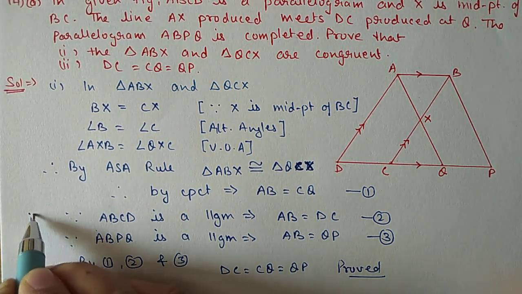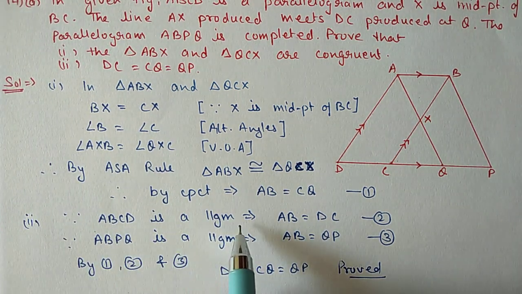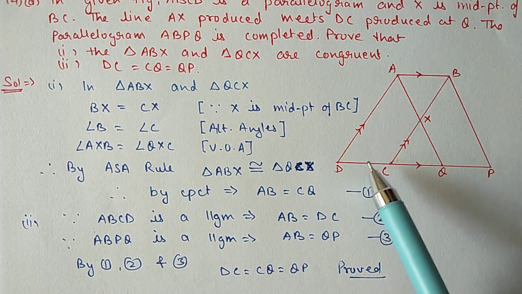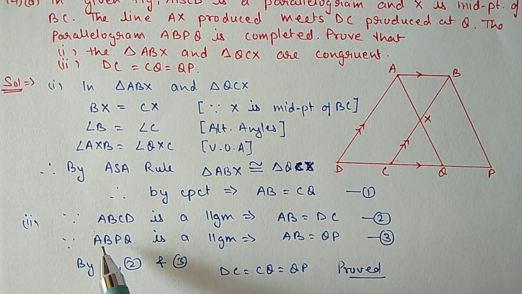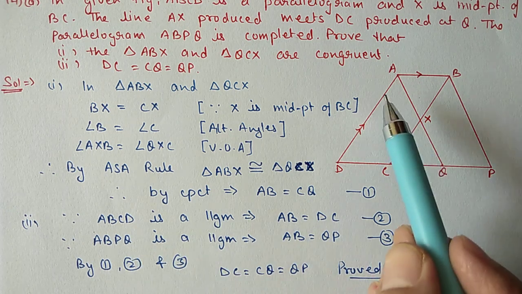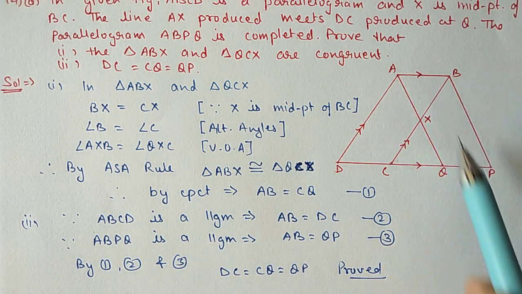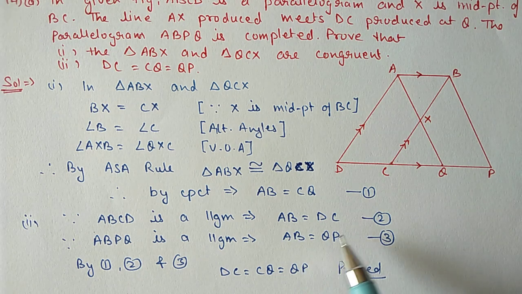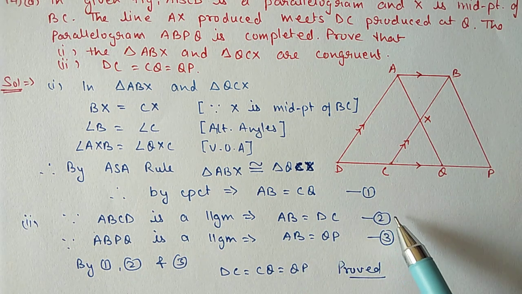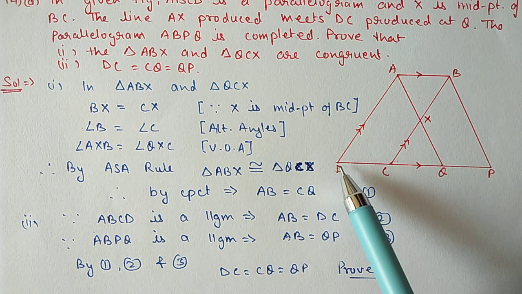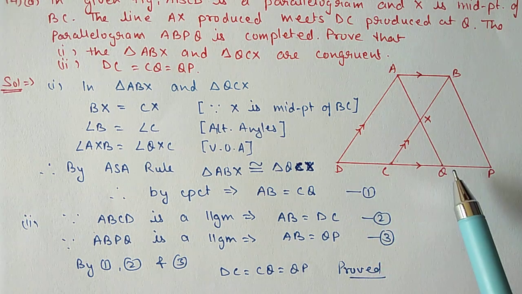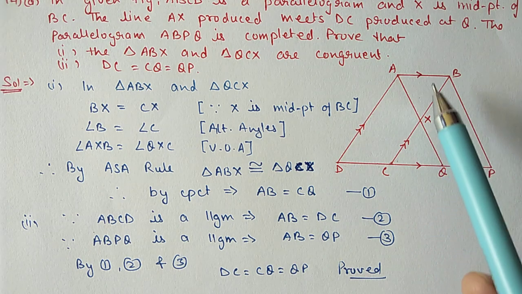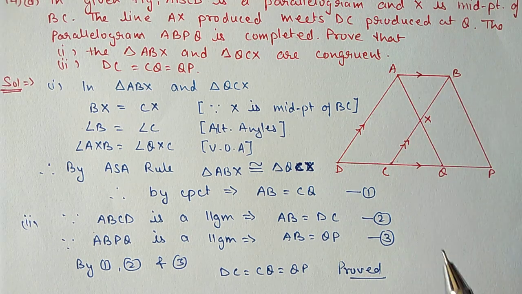Second, because ABCD is a parallelogram, AB will be equal to DC because opposite sides are equal. Next they have given ABPQ is also a parallelogram, so here also opposite sides will be equal. So AB is equal to QP. If we take relations 1, 2 and 3, then we will get DC is equal to CQ equal to QP because all three sides are separately equal to AB.